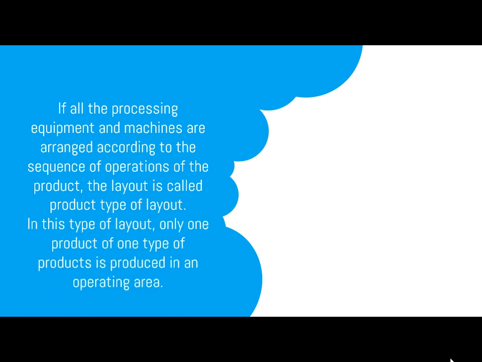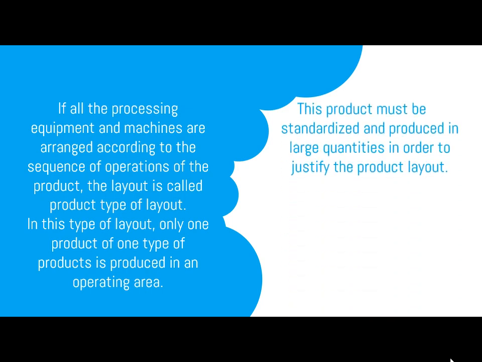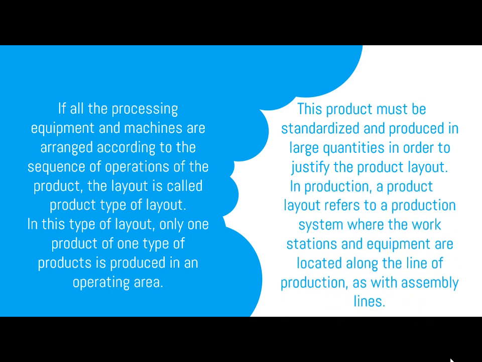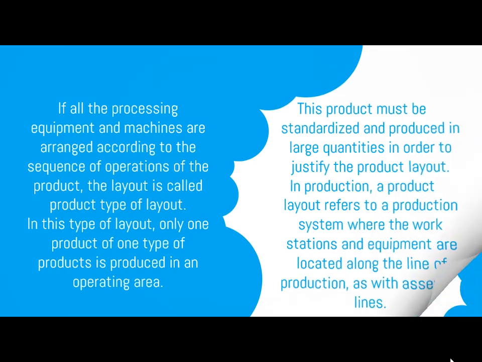In this type of layout, only one type of product is produced in an operating area. This product must be standardized and produced in large quantities in order to justify the product layout. In production, a product layout refers to a production system where the workstations and equipment are located along the line of production, as with assembly lines.